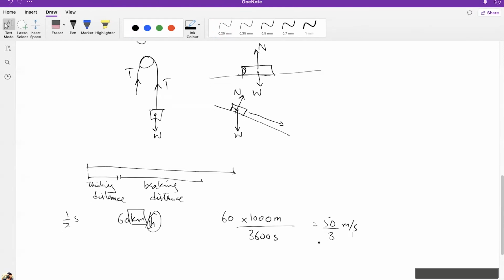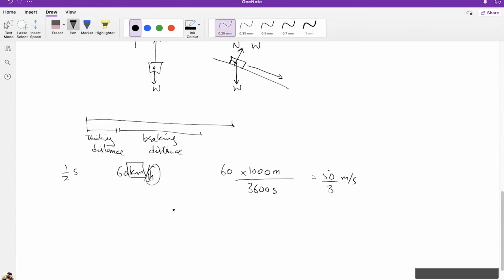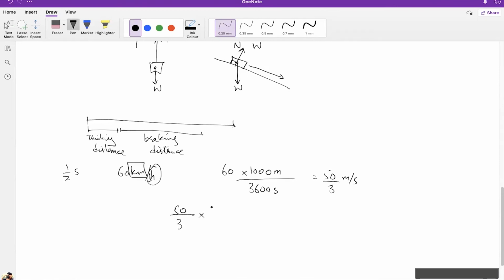And then this person, obviously they're spending half a second, so it's going to be 50 over 3 times half, because speed is distance over time, and we assume that they're moving at constant velocity. So speed multiplied by time is going to be the distance. So that is 25 over 3, or 8 whole 1 by 3, as Zainab said. So that is the distance that they've traveled. That is almost 25 feet that they've traveled while they were just thinking. Okay, and obviously then they apply the brakes.